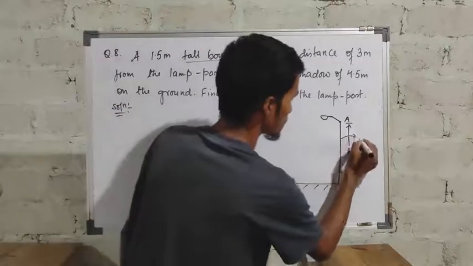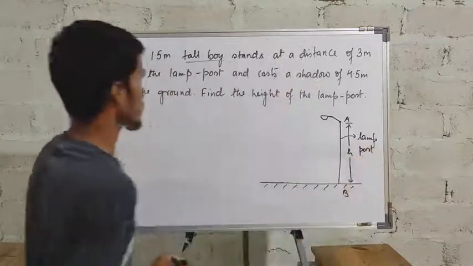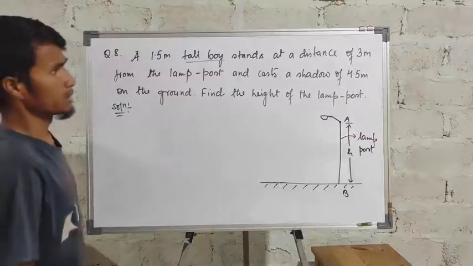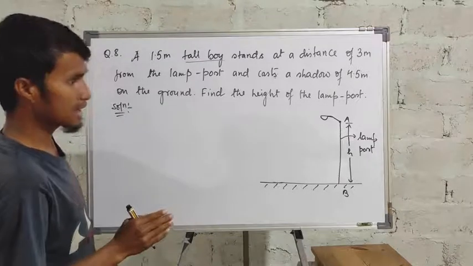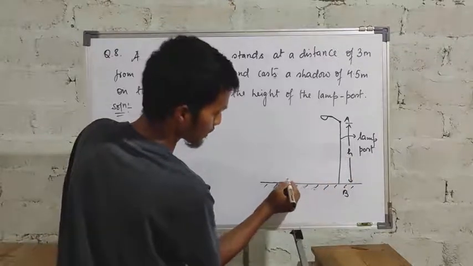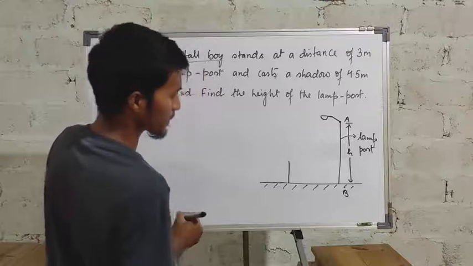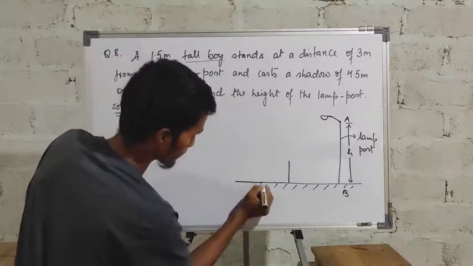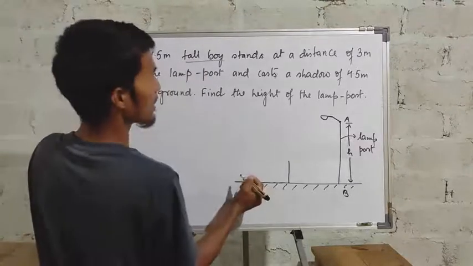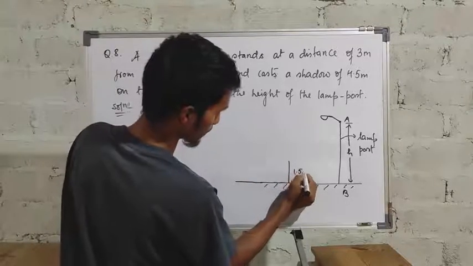Okay, this is the lamp post. Then there is a boy standing at a distance of 3 meters from this lamp post. So this is a boy standing here. How high is that boy? 1.5. Okay, 1.5 meter.